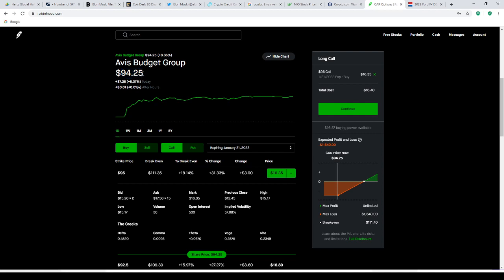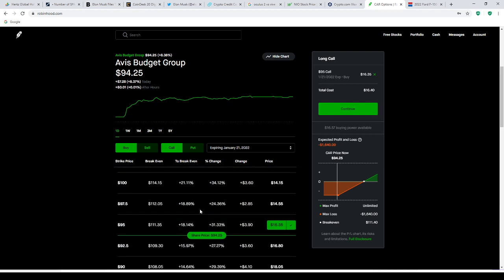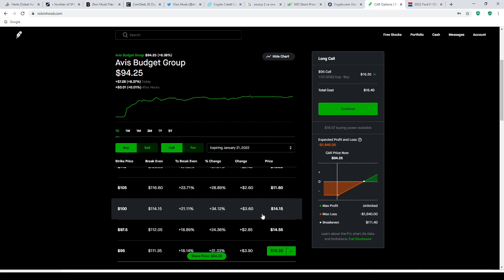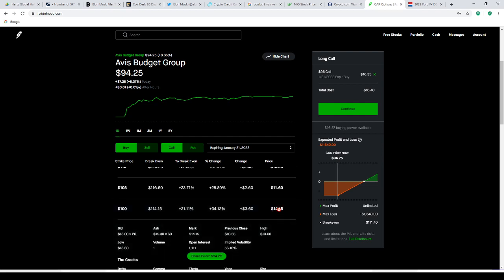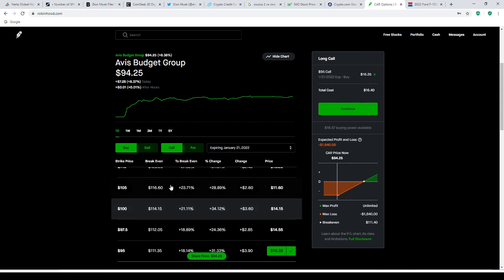So basic math, but do that time and time again with every different option that you have here. Maybe you're like, you know what? I think it'll go to $100. I'll pay $14.50 a share, $1,400 for 100 shares at $100. I think that's worth it.